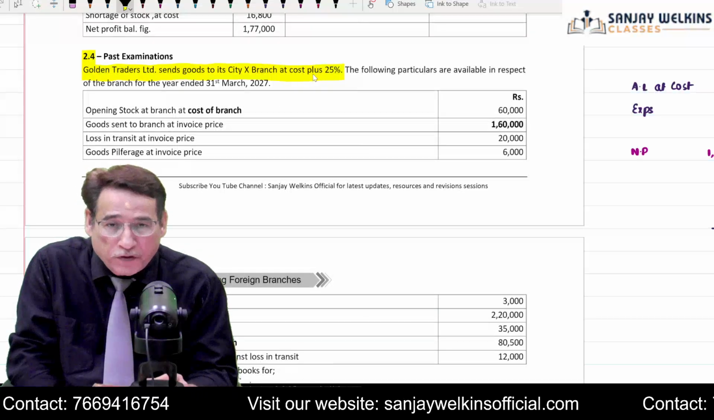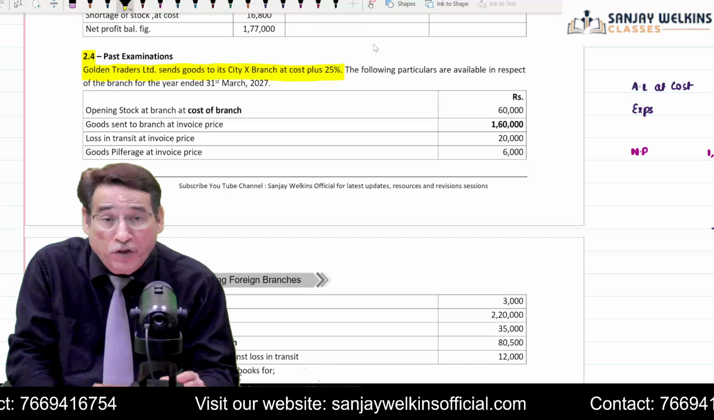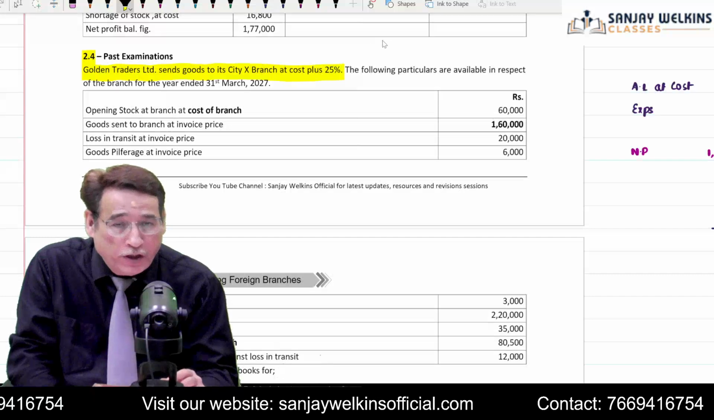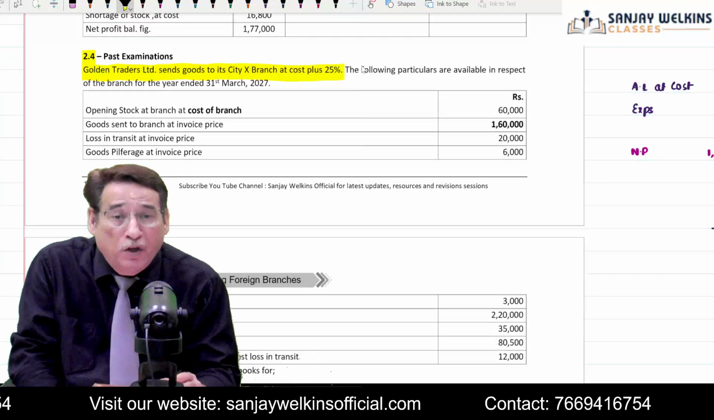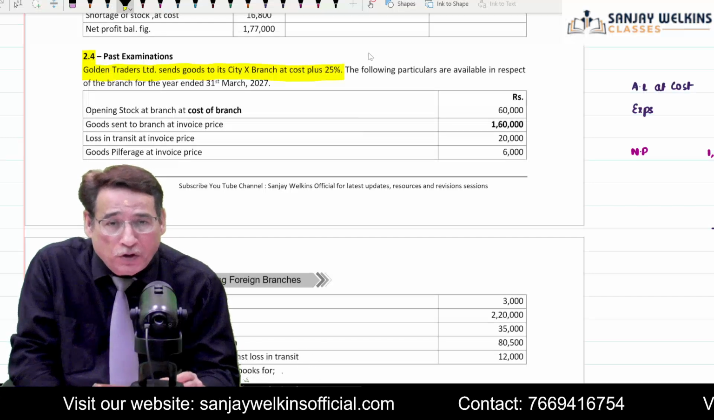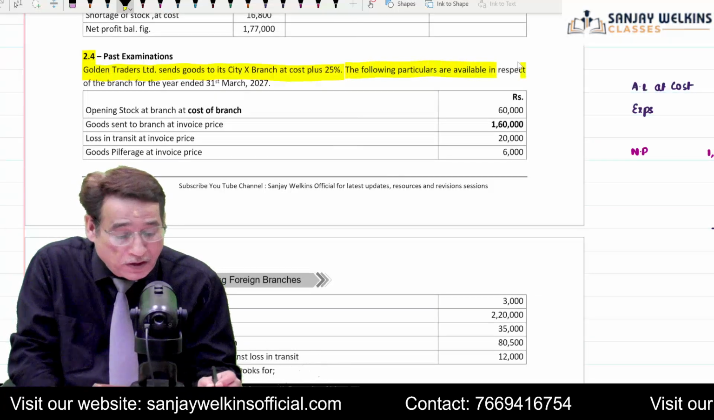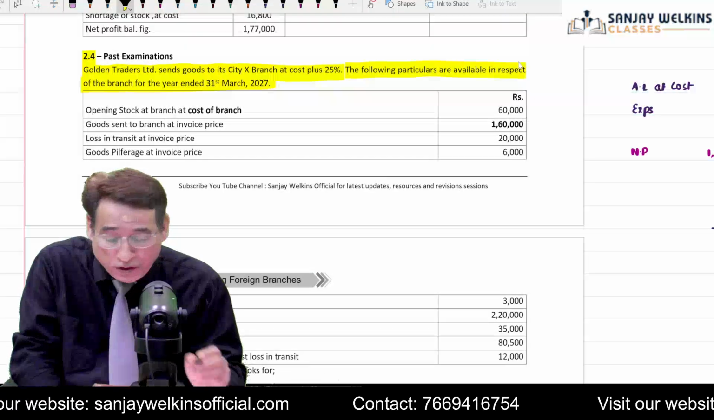The rate of profit is given on cost, so obviously you are going to presume cost as 100 and your margin will be 25, your invoice price will be 125, and rate of profit on invoice price will be 25 by 125, that is 1 by 5, and rate of loading on cost will be 25 by 100, that is 1 by 4. The following particulars are available in respect of the branch for the year ended 31st of March 2027.